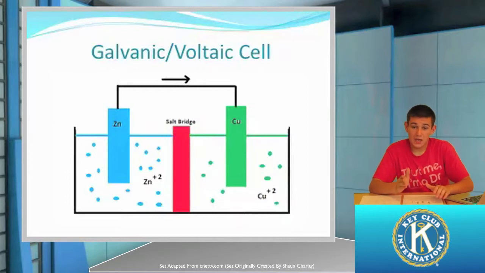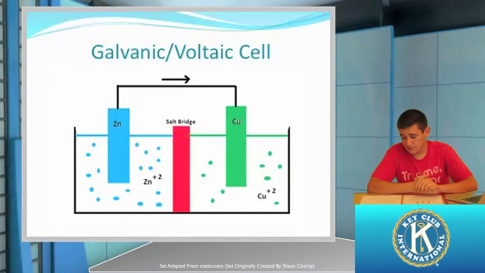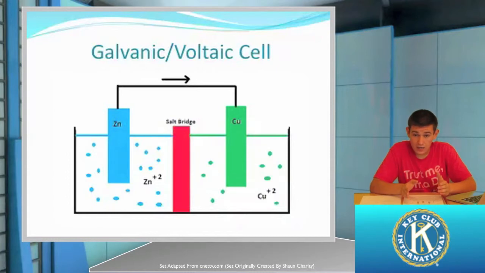So to counteract this, we have the salt bridge. The salt bridge is between the cathode and the anode, and allows for the free flow of ions between the two ends. What will end up happening is cations will flow to the cathode to counteract the decrease in positive charge. Anions will end up flowing to the anode to counteract the increase in positive charge. And this is basically the main principle behind a voltaic or galvanic cell.